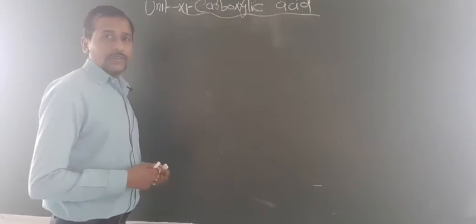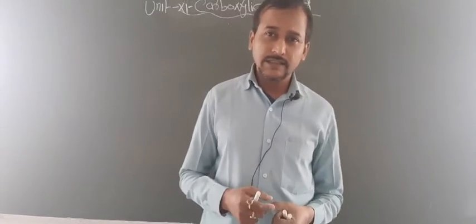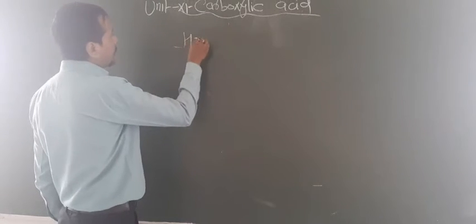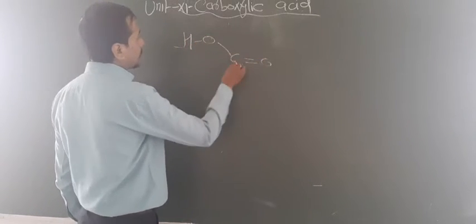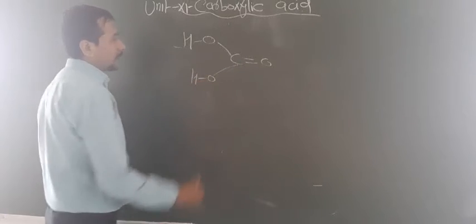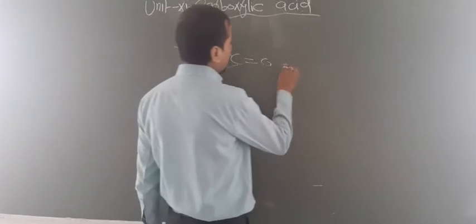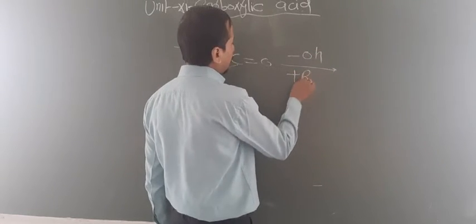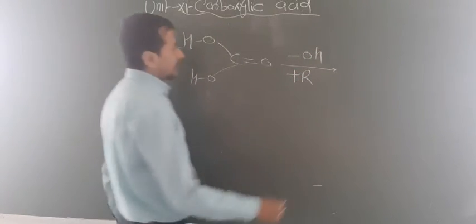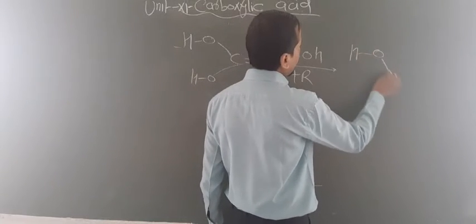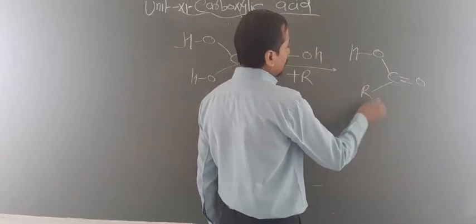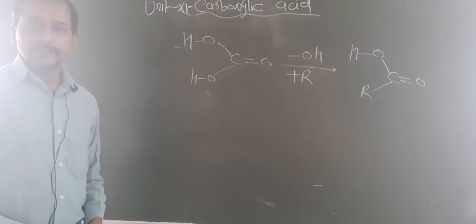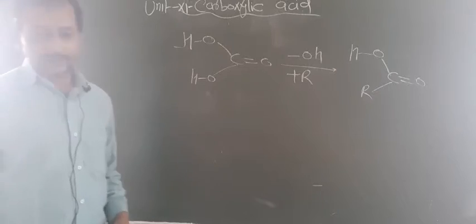One more thing you can know is that a carboxylic acid is also a derivative of carbonic acid. Carbonic acid has the formula like this. So this is known as carbonic acid. Now what happens here? One OH is replaced and one R is added. So now this becomes a carboxylic acid. That's why you can say that a carboxylic acid is a derivative of carbonic acid.